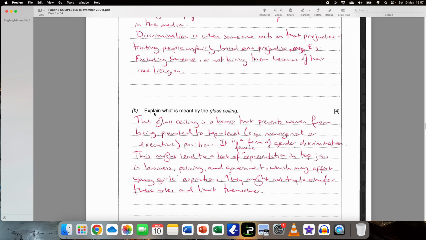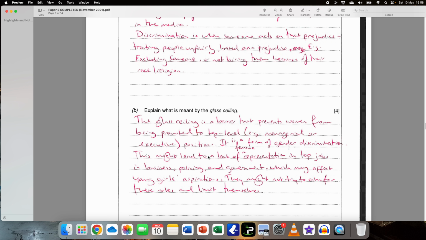So how do you get the other 2 marks for the 4 marker? I've put, this might lead to a lack of representation in top jobs, in business, in policing and government, which may affect young girls' aspirations because they might not try to aim for these roles and limit themselves.